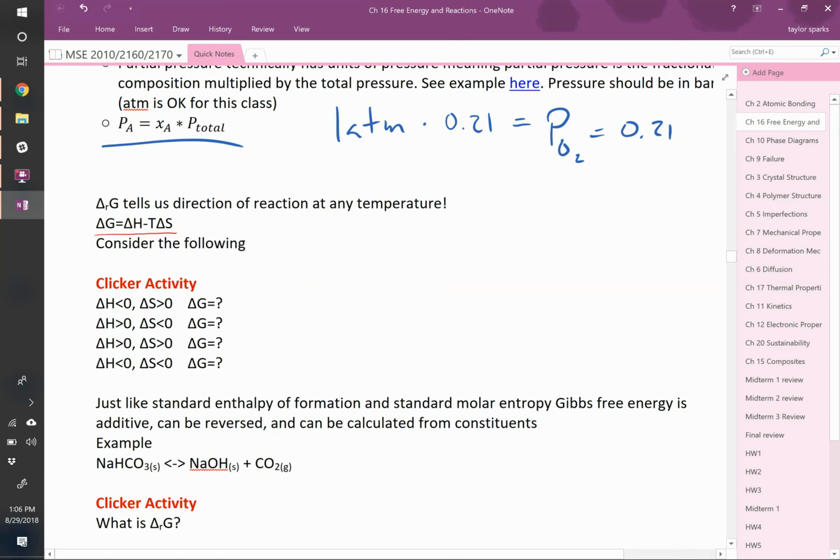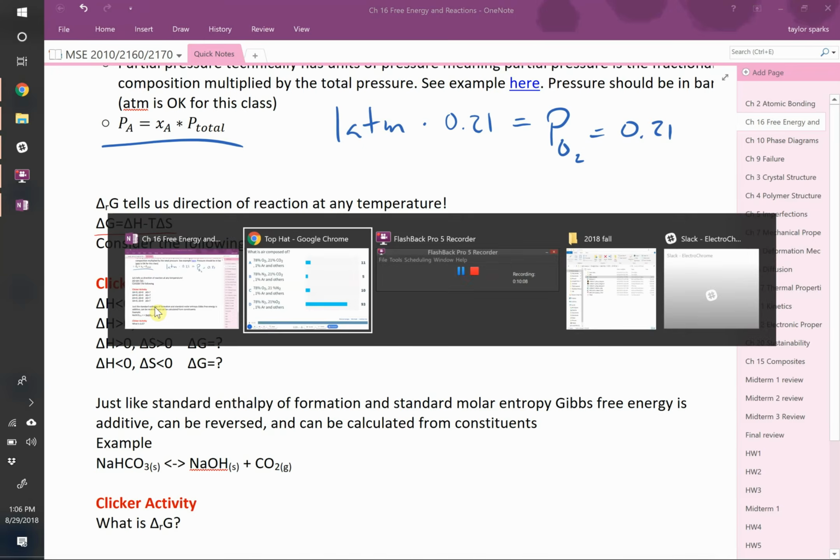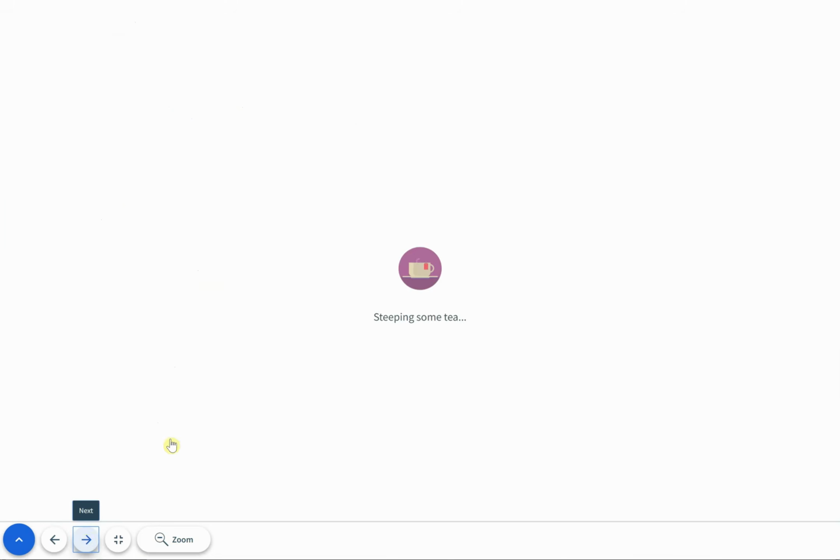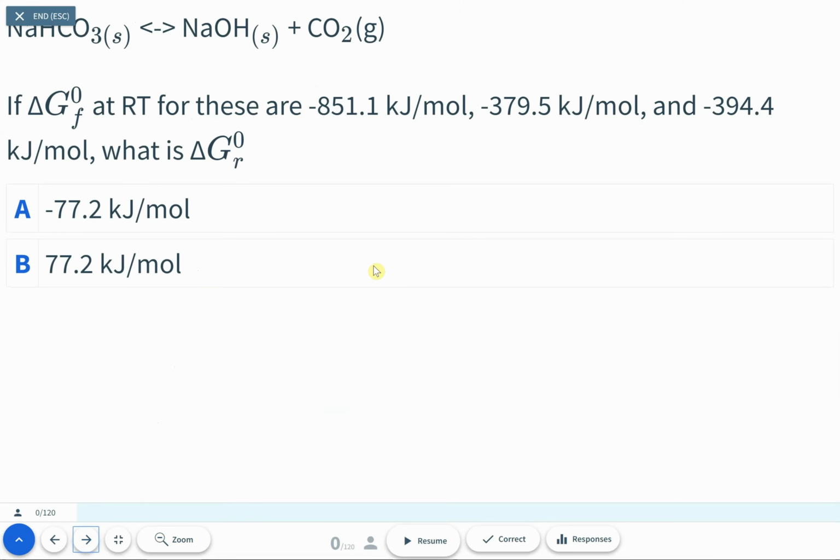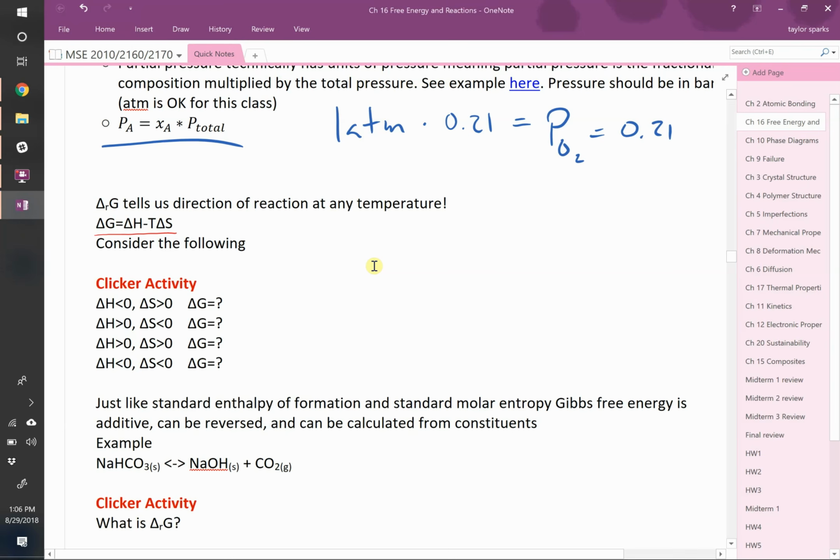Consider the following. What if delta H was less than 0, but delta S was greater than 0? I'm going to jump over to the clickers for this.